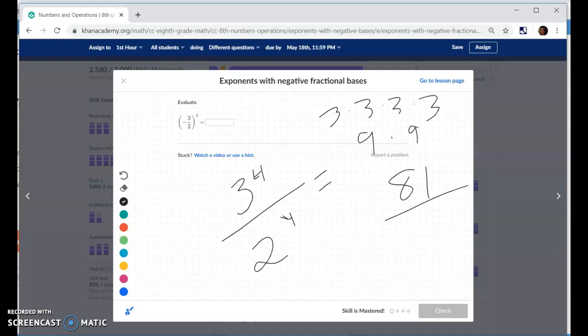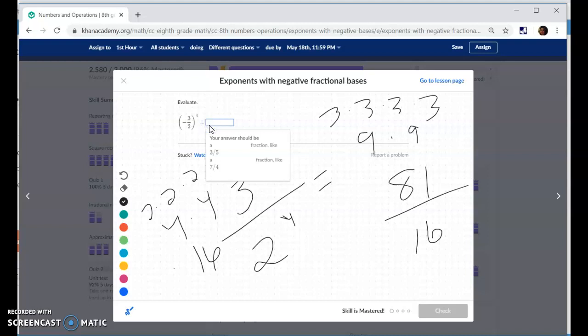Okay. And then 2 to the 4th power. I'm going to do the same thing over here. 2 times 2 times 2 times 2. 4 times 4. 16. So 81 over 16. And I don't think those can be reduced. I guess it says your answer should be a simplified proper fraction. Well, 16 doesn't go into 3, doesn't go into 81. I think it's simplified. I guess we'll see.